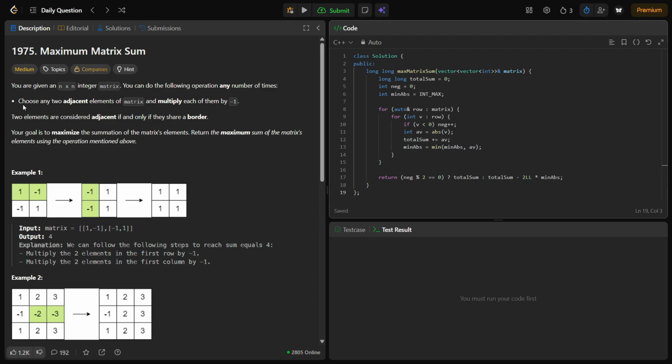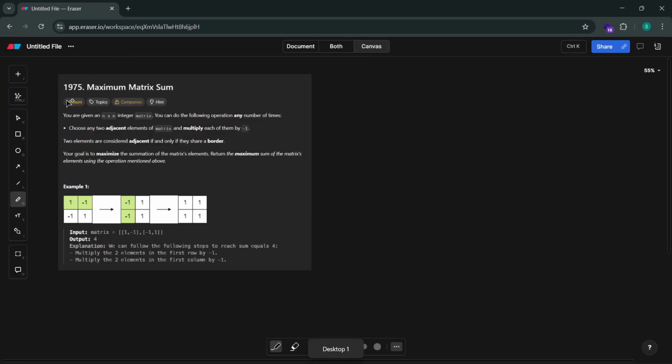A very simple question. I don't know why it is in medium. Okay, moving towards the explanation.